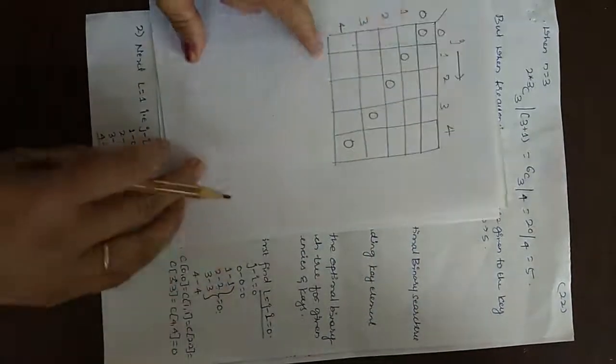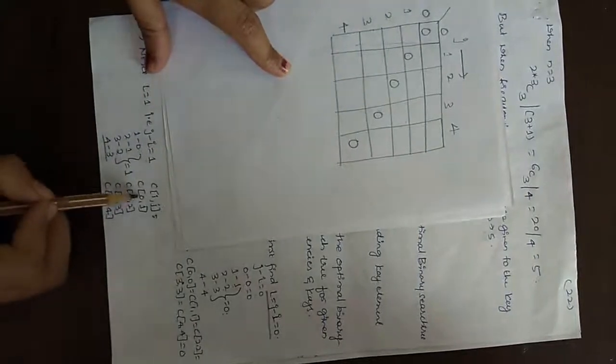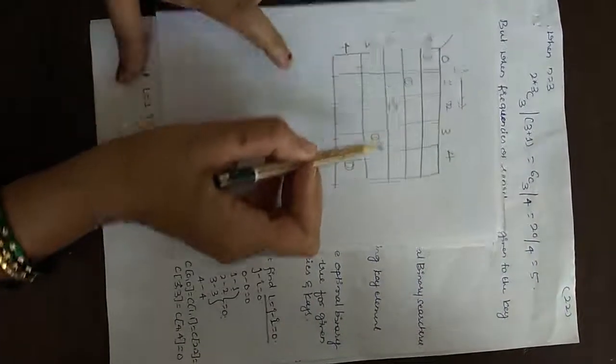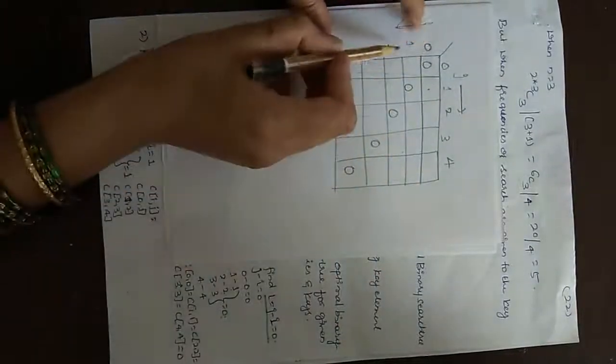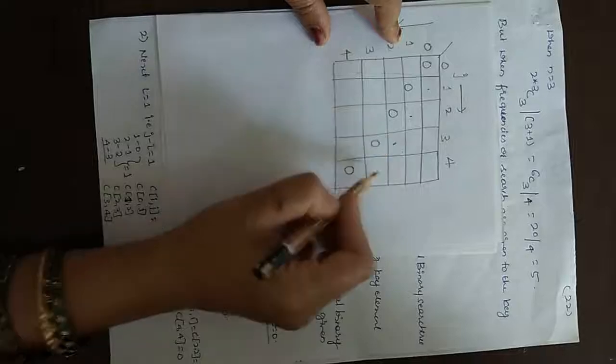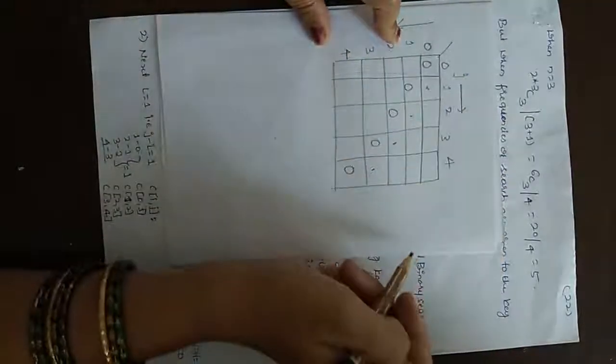So now we have finished with the diagonal elements. Next we have to find C of 0, 1, then C of 1, 2. These elements we have to fill now here. So diagonally we go on filling the elements here.